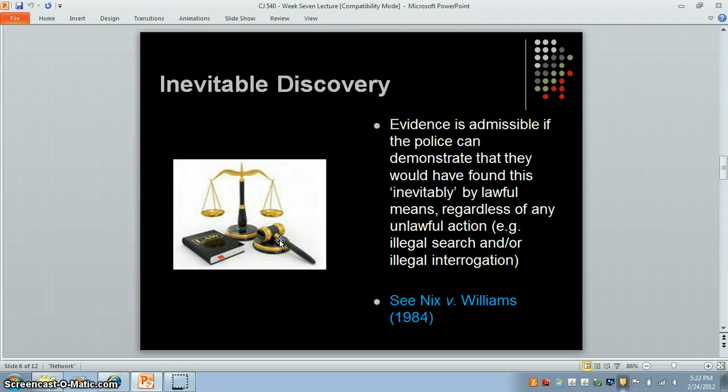Professors Walker and Hemmons point to the 1984 U.S. Supreme Court case Nix versus Williams. In this case, the court ruled that a body which was 2 miles away from one of two search teams would be found regardless of whether or not a suspect had confessed. This is an important case as it helps to establish an exception to the exclusionary rule.